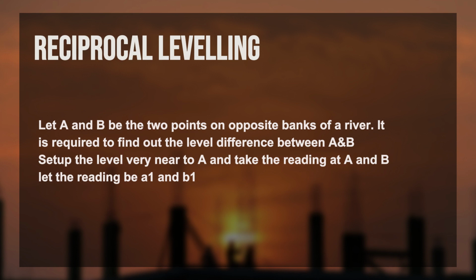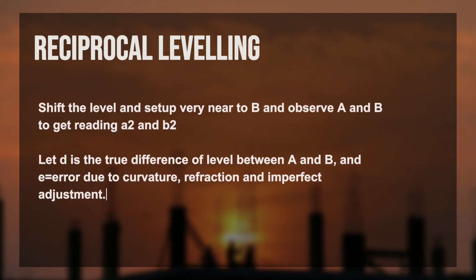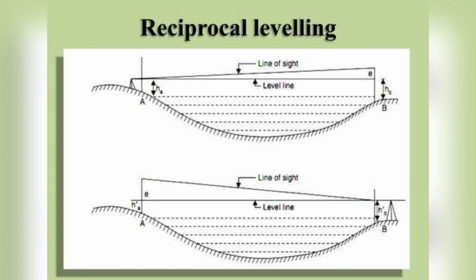To find it, set up the level very near to the point A, take the reading of A and that of B, let the reading be A1, B1. Next, shift the level and set up the instrument close to B and observe the readings of A and B. Let the readings be A2, B2, and suppose small d is the true difference of level between A and B, and the E is the error due to the curvature, refraction and imperfected adjustments. This is the figure which narrates the procedure that I just told.